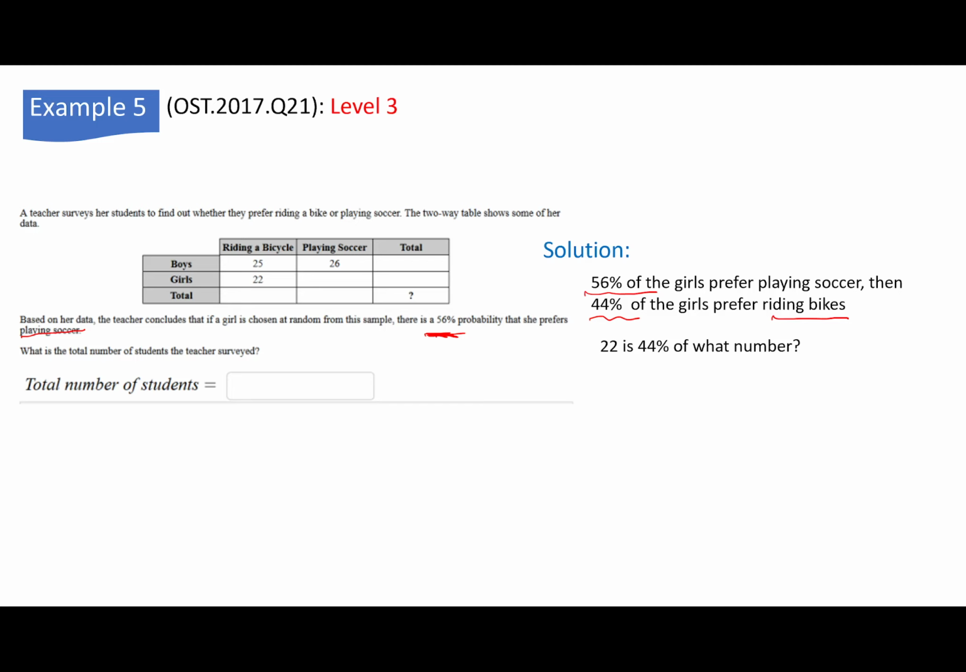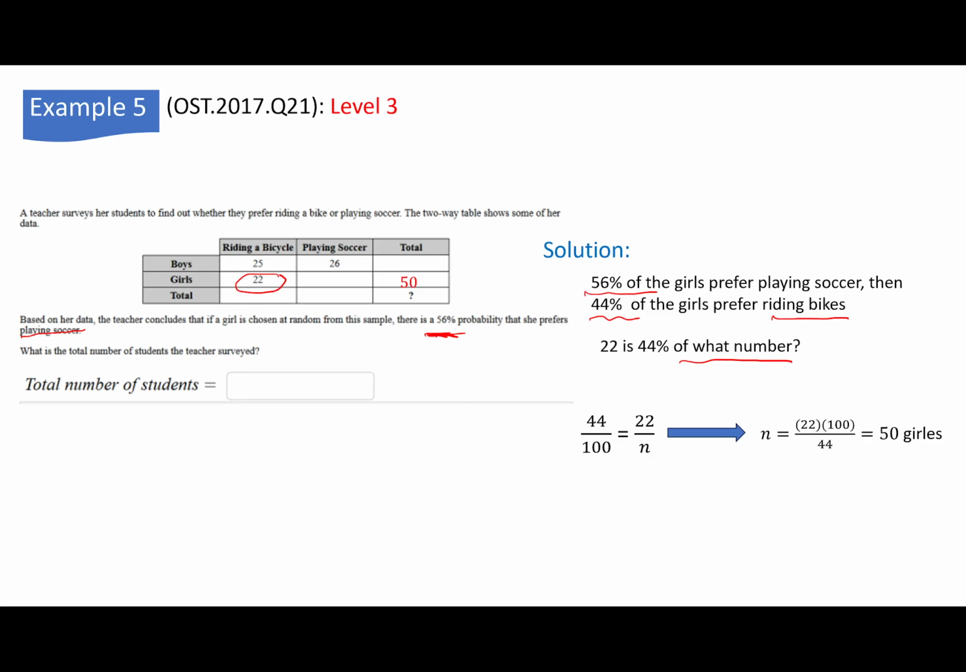Now I'm going to write the question as follows. 22 girls, 22 is 44% of what number? 22 is 44%, because we know 44% of girls prefer riding bikes, right here. And that comes up to be 22 girls. So 22 is 44% of what number? Now again, you use the formula: 44 over 100 equals 22 over n. Cross multiplication, you get 50 girls.